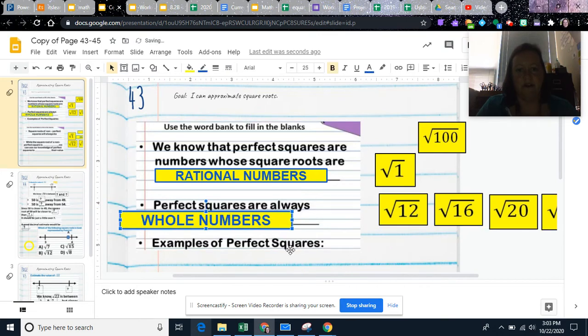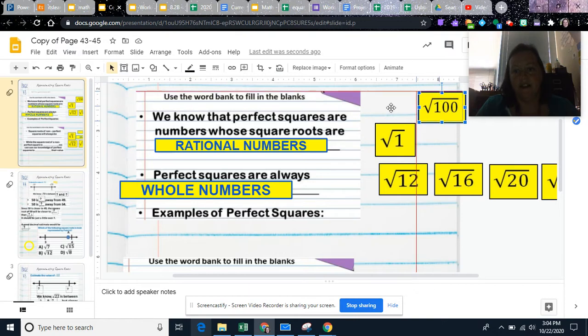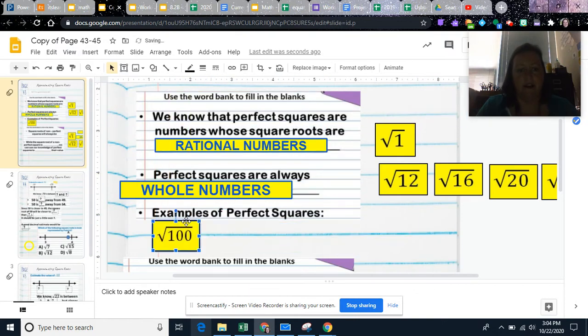Those are going to be the ones where you can say what times itself gives you the number that's in here. So what times itself gives you 100? That answer is 10 or negative 10, because a negative times a negative is a positive. And so this would be a perfect square because 10 is a whole number. What times itself gives you 1? That's 1. So the square root of 1 is 1.